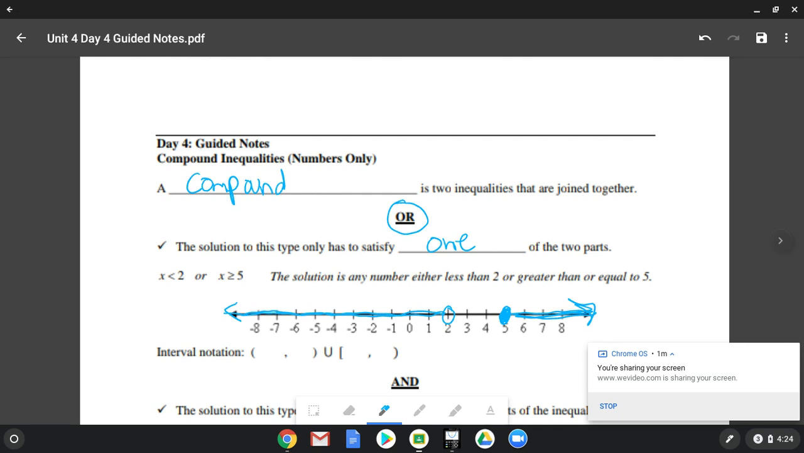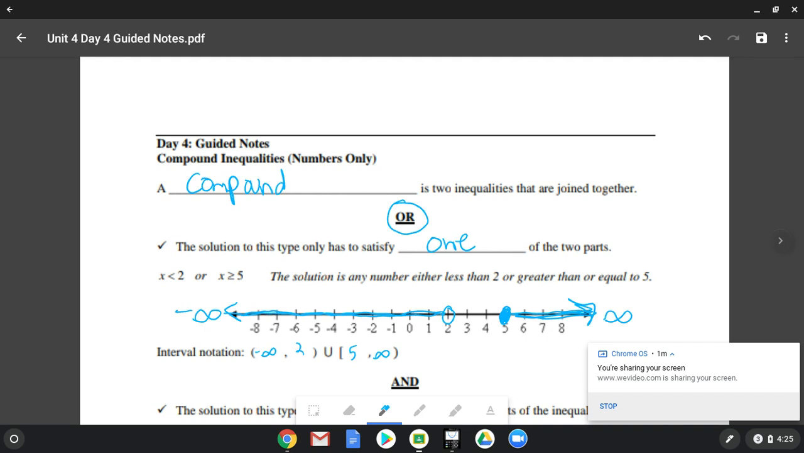To write this in interval notation, I know that if it's shaded to the left forever, that's negative infinity. If it's shaded to the right forever, it's positive infinity. So if we take a look at the left side, that goes from negative infinity all the way to the number 2. And then we go from 5 with that bracket all the way to positive infinity. So that would be how we write a compound inequality where there's two pieces of the inequality in one.